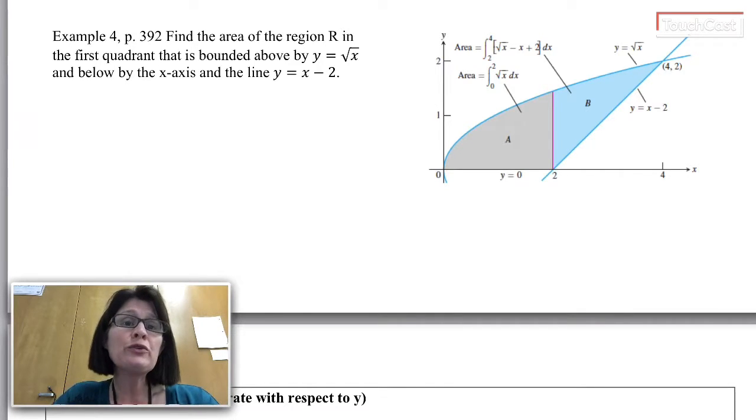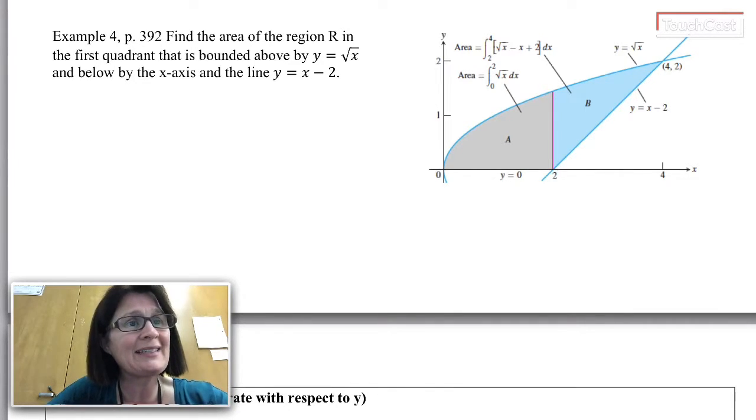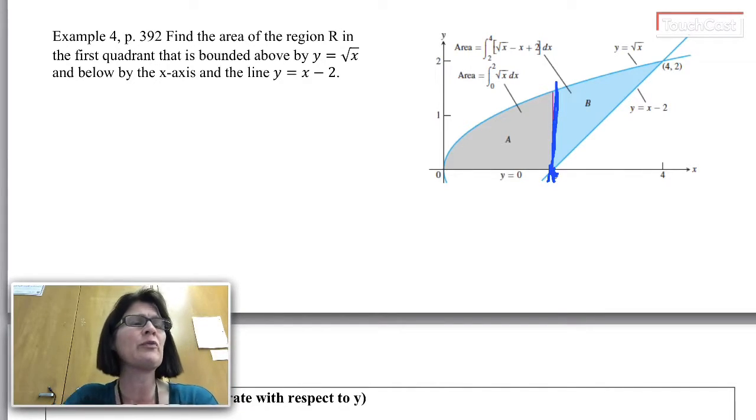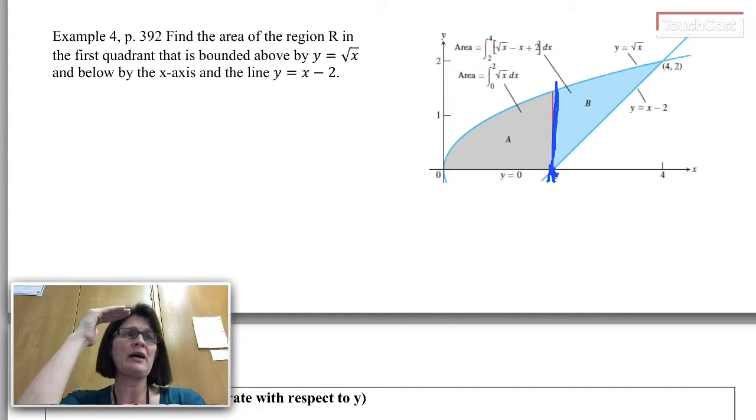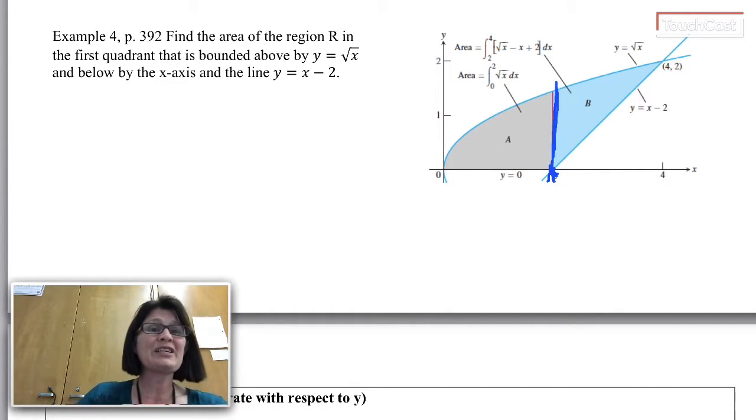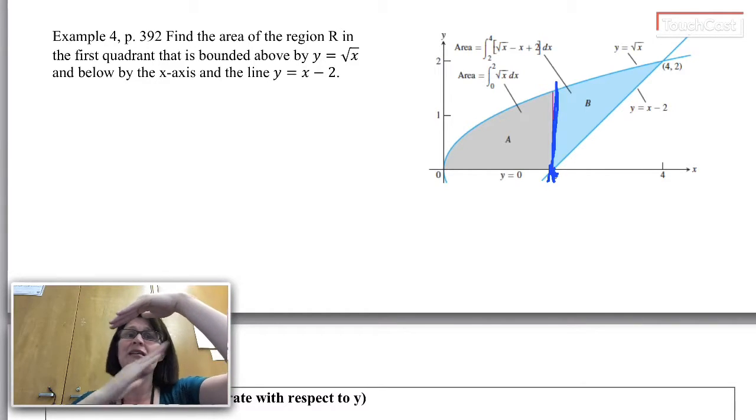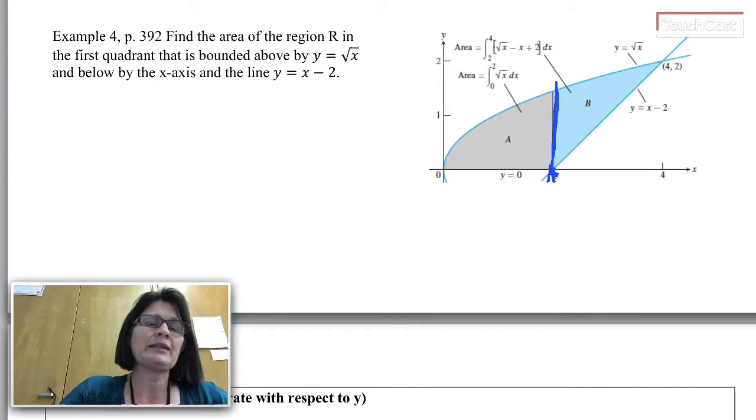So I'm going to write two separate integrals because I can tell that at x equals 2, and it's nice because they've given us this picture to help clarify the point, that's where I change from having the top of the rectangle bounded by radical x and the bottom bounded by the x-axis. And over in section B, the top is still radical x, but now the bottom is that slanty line y equals x minus 2. So I'm going to split this up into two separate integrals.